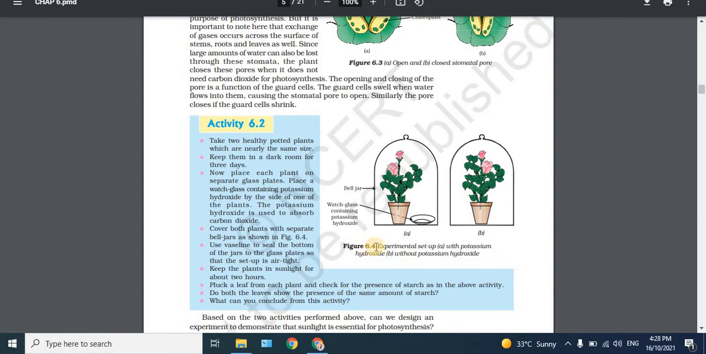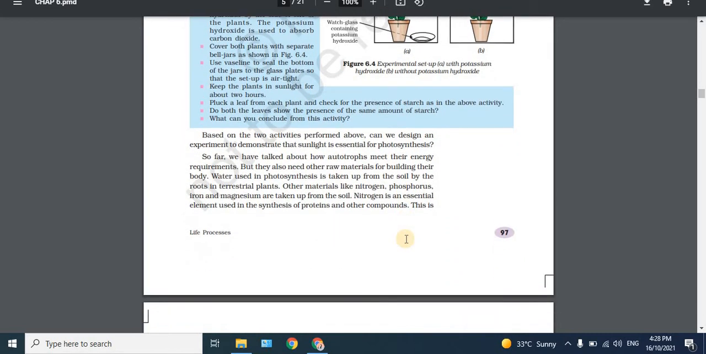Figure 6.4, experimental setup: A with potassium hydroxide, B without potassium hydroxide. This is a bell jar, and the watch glass containing potassium hydroxide is in figure A. Based on the two activities performed above, can we design an experiment to demonstrate that sunlight is essential for photosynthesis?